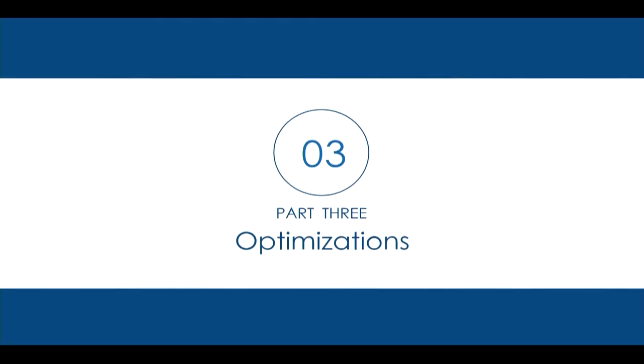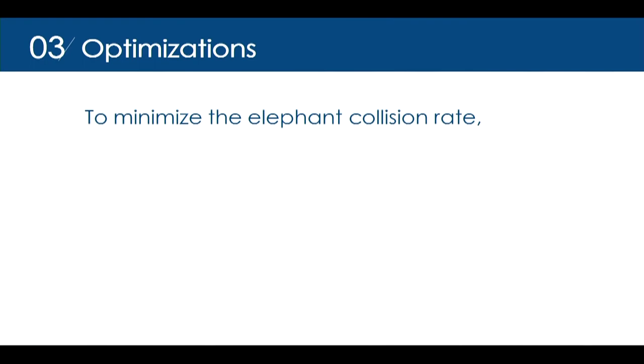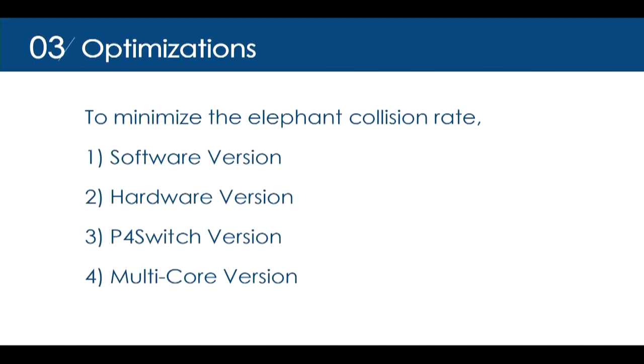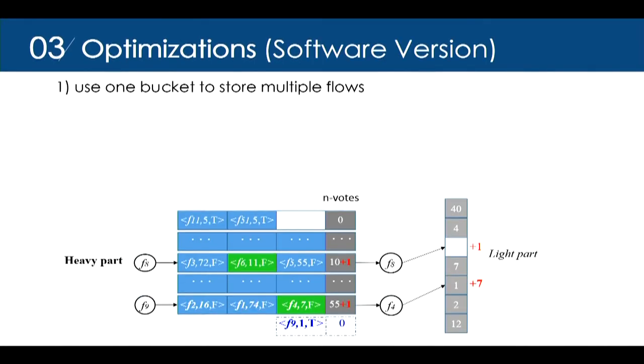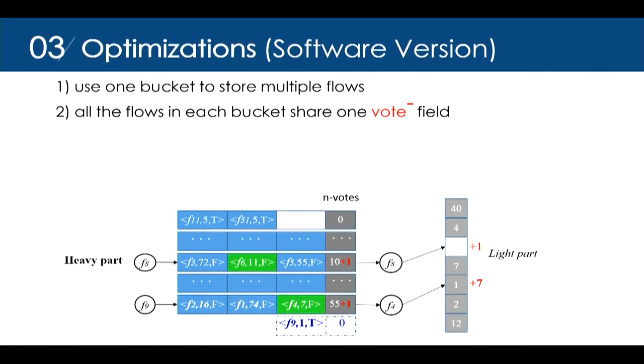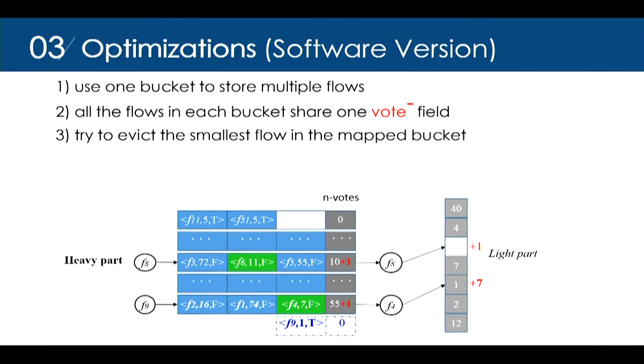Next, we show how to minimize the elephant clean rate for different platforms: for software, hardware, P4 switch, and multi-core platforms. First, for the software version, we use one bucket to store multiple flows. That is, the bucket is larger. And all the flows in the bucket share only one negative vote. If a bucket is mapped, we always try to evict the smallest flow. In this way, the larger flow will be safe, and the accuracy will be high.